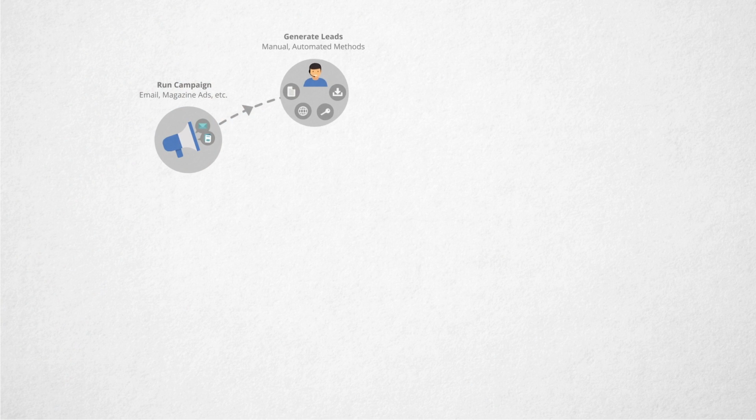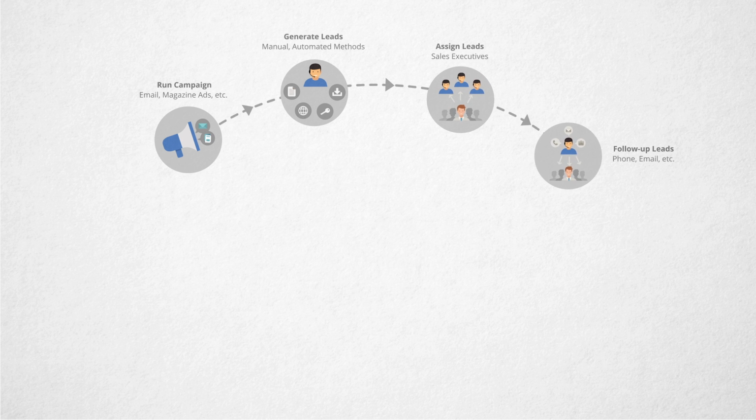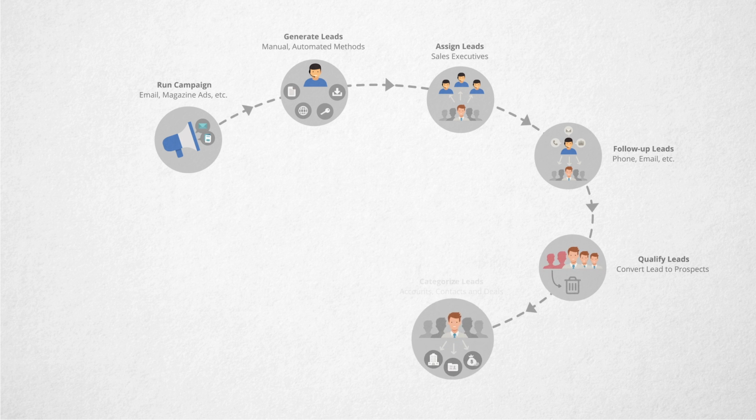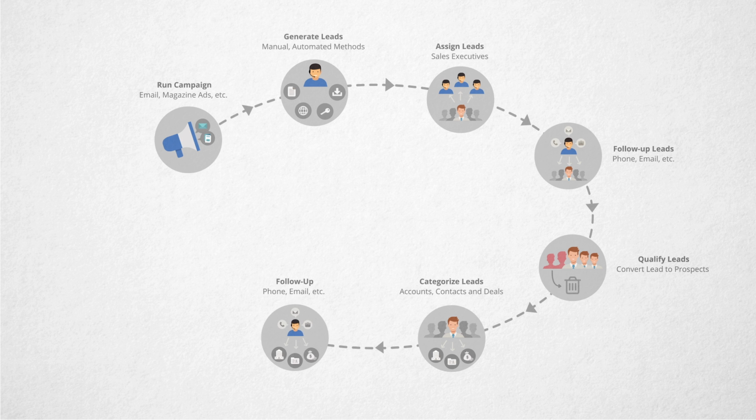Let's take a look at the sales flow. A typical sales process begins by running a campaign to generate leads. These leads are then assigned to different users. The users will then follow up and qualify the leads and convert them into accounts, contacts, and deals. The deals are then followed up further until the deal is won.